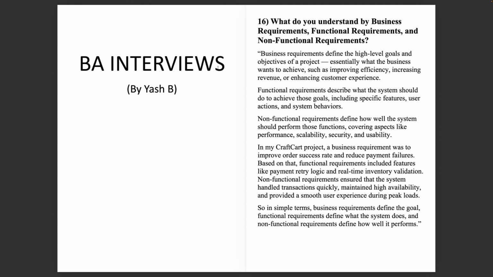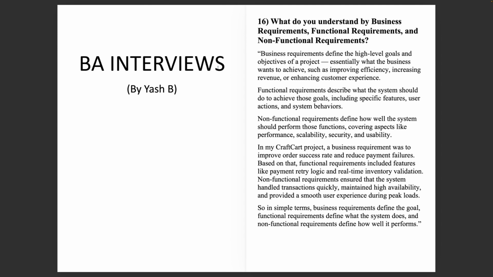So let's begin. If the interviewer asks, what do you understand by business requirements, functional requirements, and non-functional requirements? So I'll answer. Business requirements define high-level goals and objectives of a project, essentially what the business wants to achieve, such as improving efficiency, increasing revenue, or enhancing customer experience.